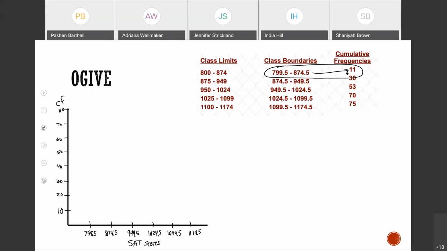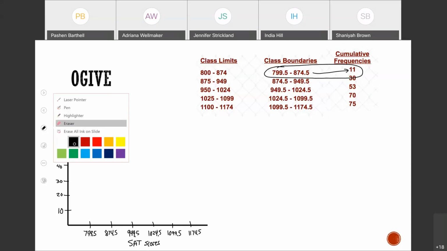So the fact that that's 11, think about your actual numbers. Would you assume that, if I put my point here, then basically what that says is by the time I get to 799.5, which is really at the beginning of the class, I will have picked up all 11 values. Do you think that's true? Do you think that all 11 of the values are 799.5? No. Okay. So I'm not doing that.